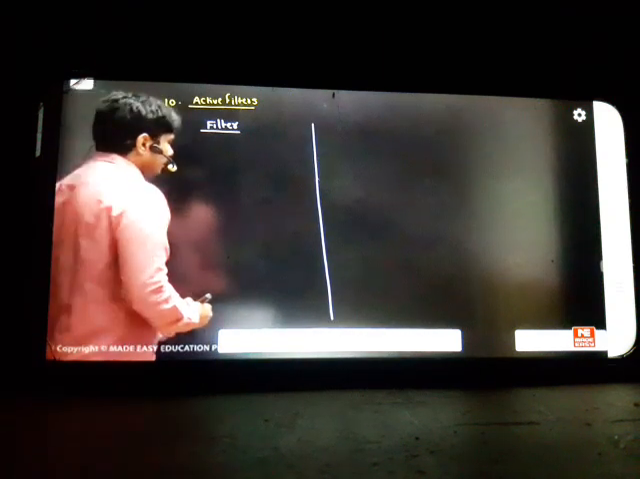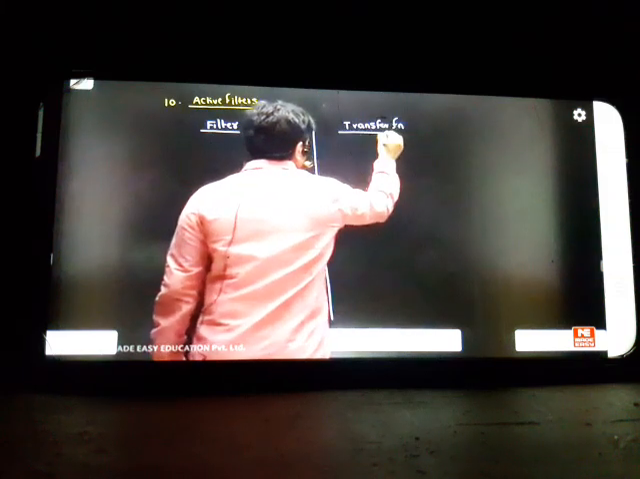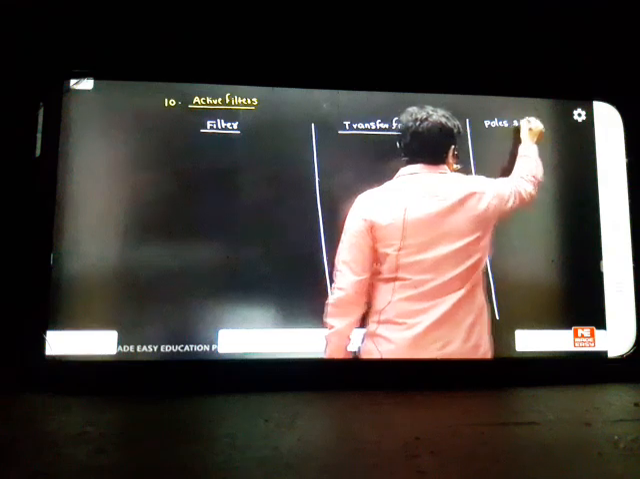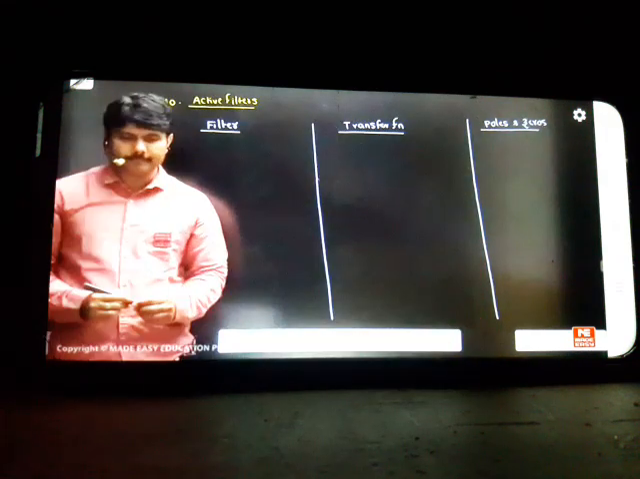Overview is important. See here. First of all, I'll write the name as filter. Take a table form technique. Filter, you write. Next, keep a column for transfer functions, the most important thing. Transfer function, how to recognize. The next is poles and zeros: how many poles are there, how many zeros are there? The shortcut trick will help the student revise the concept very quickly in the subject. Okay, this one table form I'll explain to you.